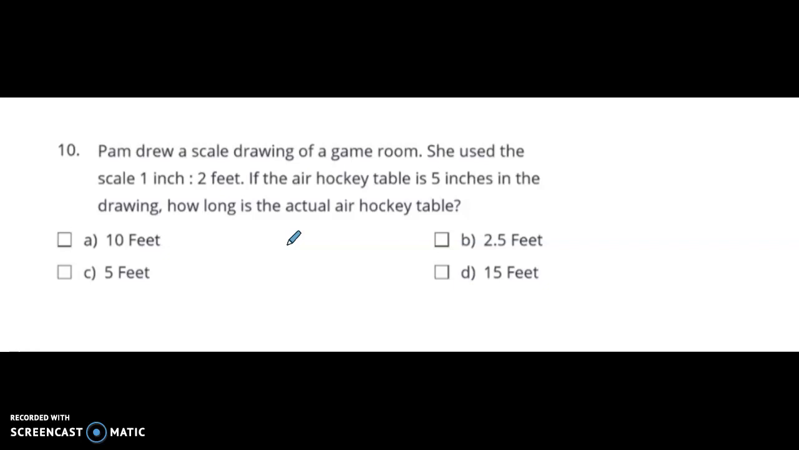Number 10, Pam drew a scale drawing of a game room. She used the scale 1 inch for every 2 feet. If the air hockey table is 5 inches in the drawing, how long is the actual air hockey table? So how many feet?